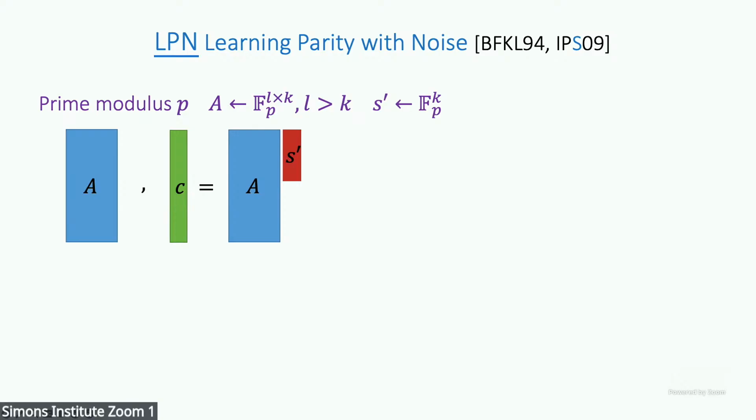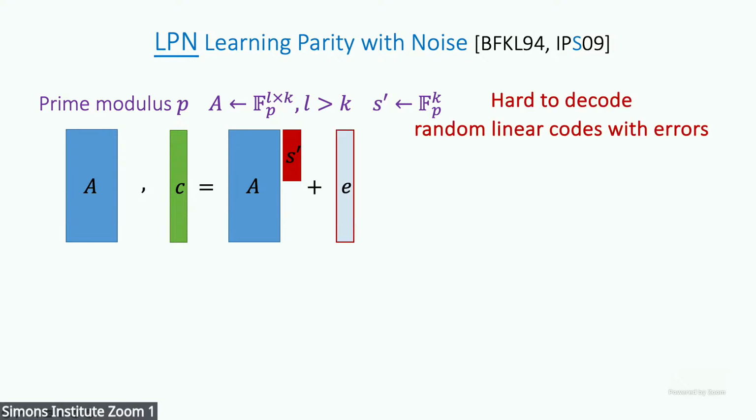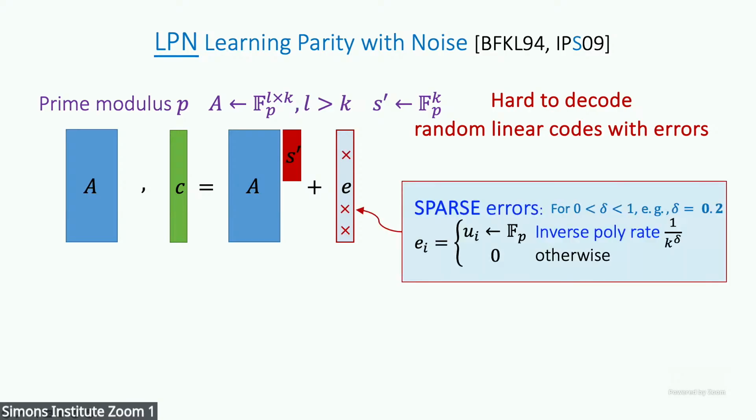And now, of course, if I gave you AS, you can just use Gaussian elimination and recover S. So there's nothing hard about this so far. And the beautiful thing that's been studied for decades and decades in information theory is that if you just add a sparse error to this, then we have no idea how to solve this.